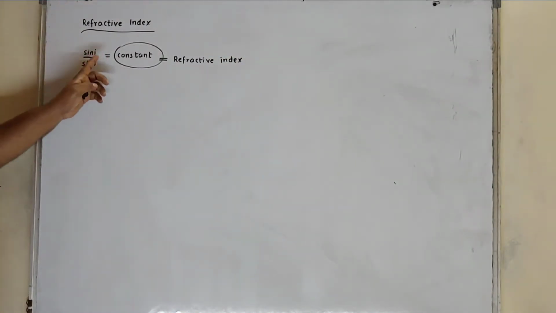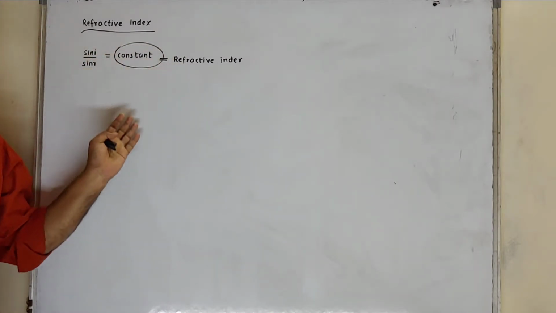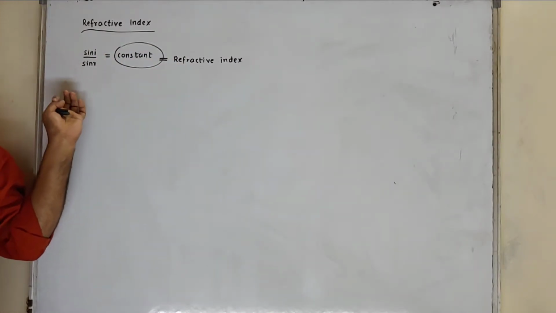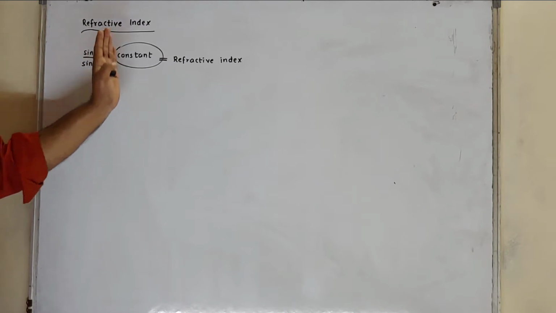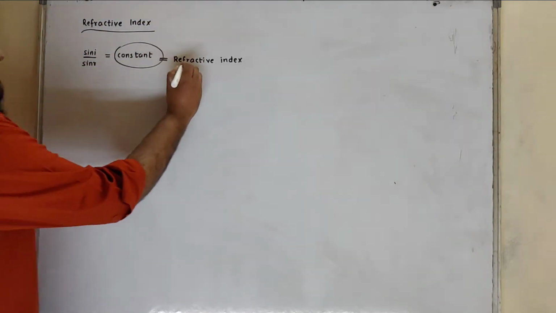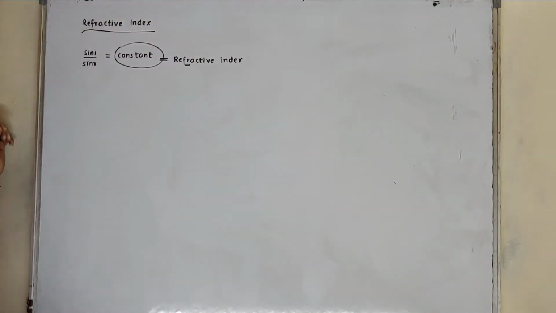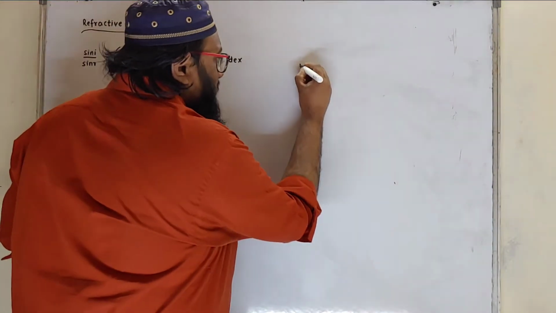So sin I upon sin R is constant. As per law of refraction, we have studied this. This is called as Snell's law, and this constant is called as refractive index. Now we are going to solve numericals based on refractive index. Firstly, let us consider two medium.